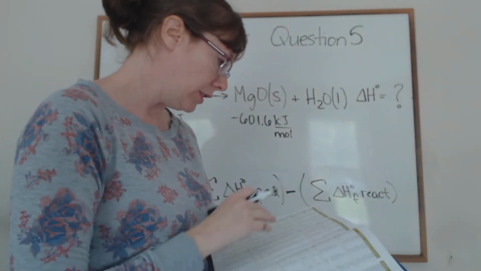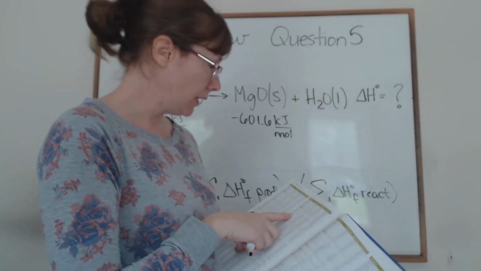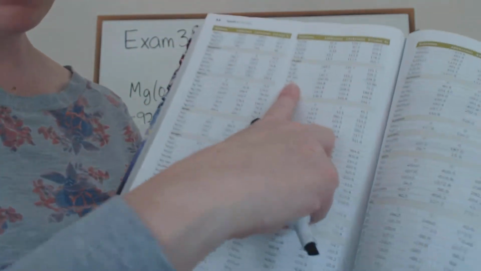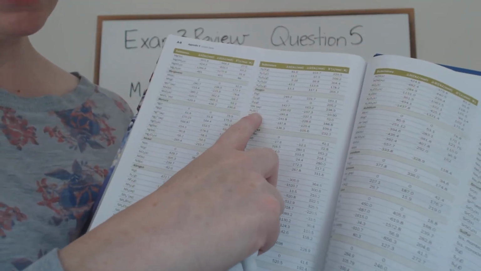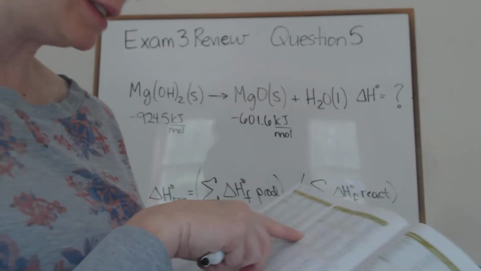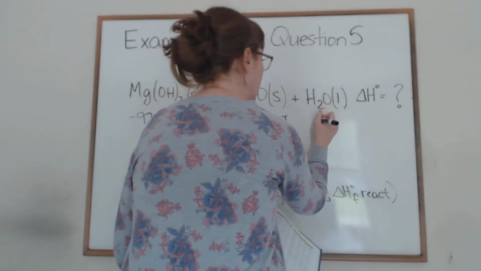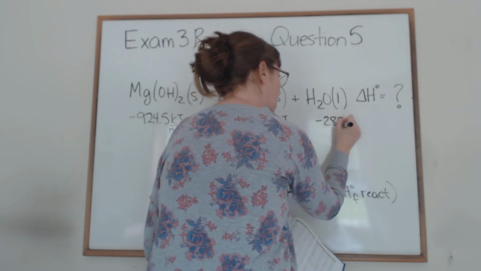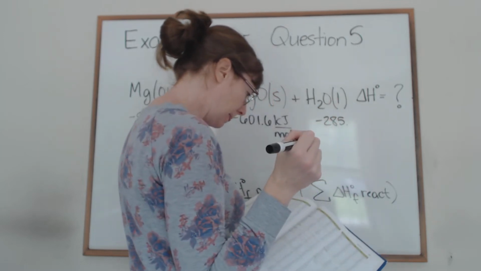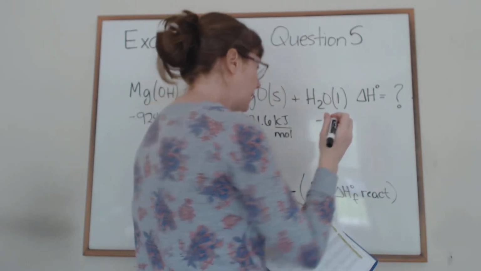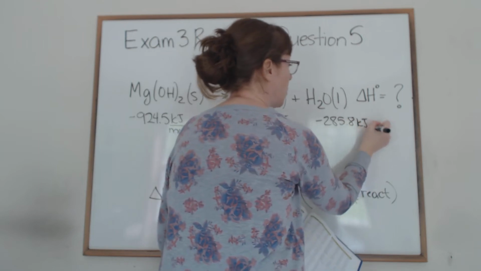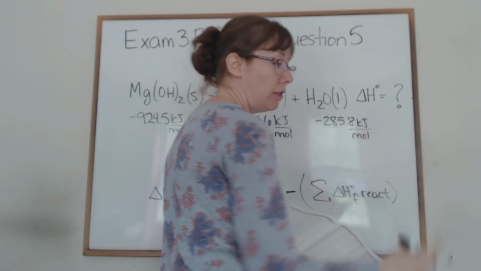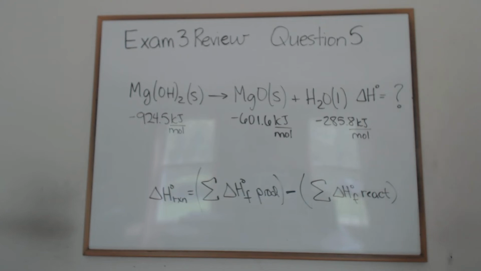And water is actually under oxygen. Now you got to make sure you pick the correct form. H2O liquid has a different standard enthalpy of formation than H2O gas. So make sure you pick the right one. So liquid is negative 285.8 kilojoules per mole. So you want to gather your standard enthalpies of formation, and I literally just write them underneath.